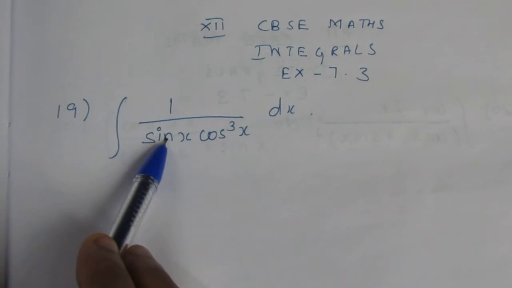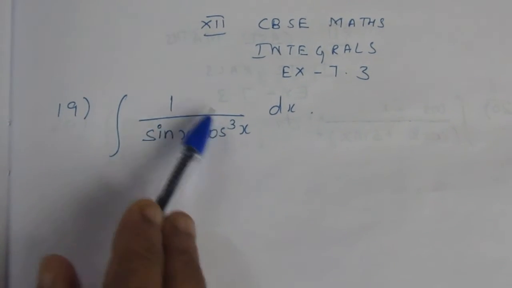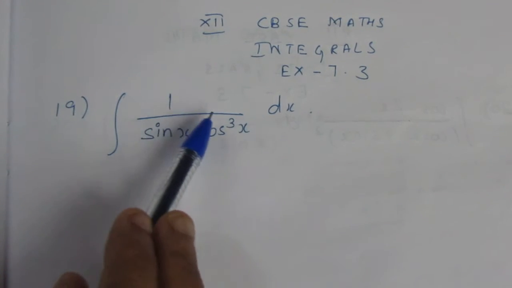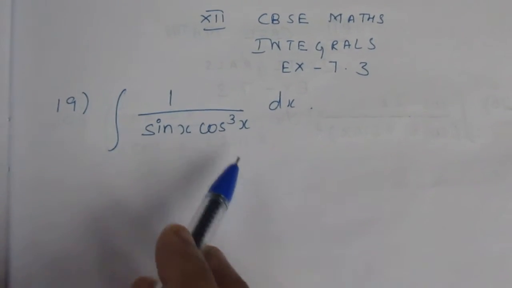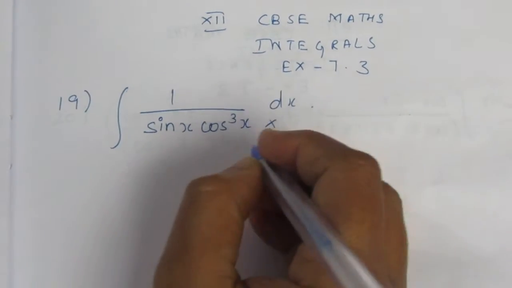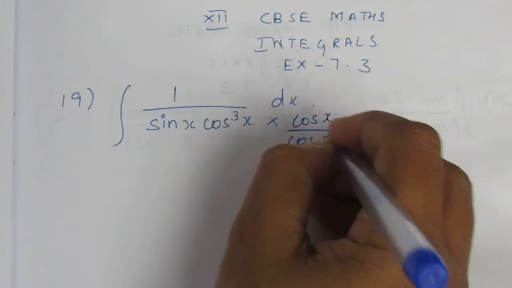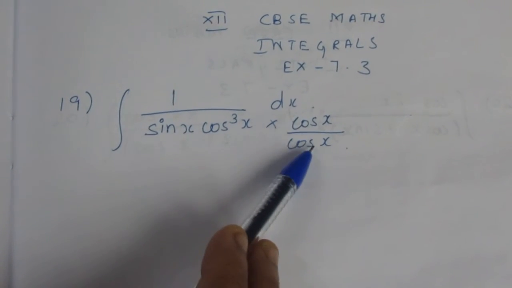We know that sin divided by cos is tan, and 1 by cos cube can be written as secant cube. So tan and secant are related. For that reason, in this sum we are going to change to tan and secant. For that I want a cos and divide. So I am going to multiply by cos and divide by cos. We are not changing the question while multiplying and dividing.